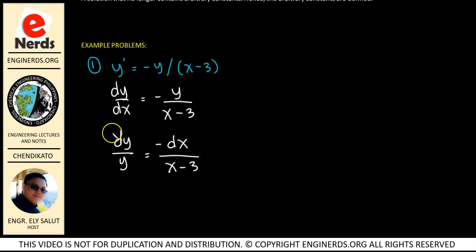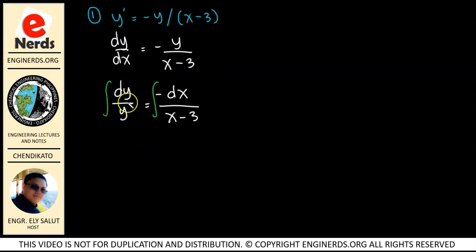Alright, so our next step is to take the integral of our terms. Okay? So, what is the integral of dy over y? We have ln y, which is equal to the derivative of dx over x minus 3. So, we will have here the derivative of x minus 3, which is equal to dx. Okay? So, therefore, we will have here also negative ln x minus 3. Okay, and katulad nung sinabi ko kanina, we have an indefinite integral here. So, we will have plus c in here.